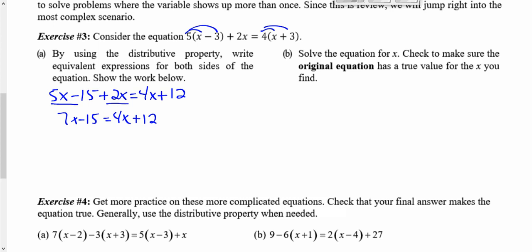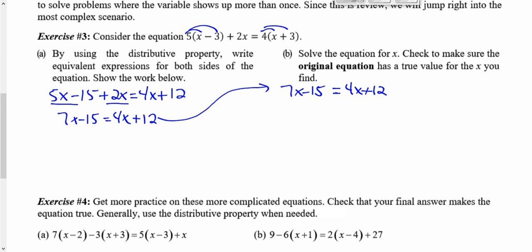So now in part B, they want us to solve it. It's kind of weird. I'd like to just do it here, but anyway, we'll take it over here and solve it, right? So we got 7x minus 15 equaling 4x plus 12. Okay, so I want all my x's on one side.